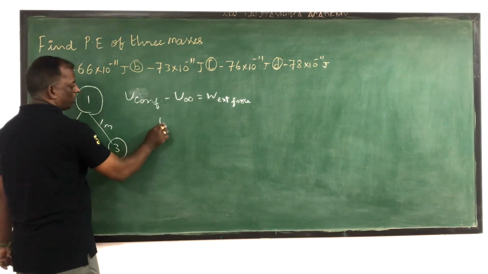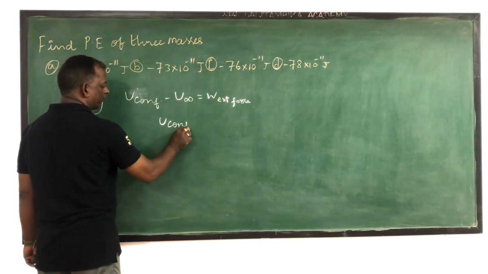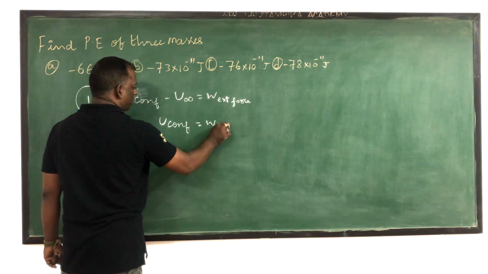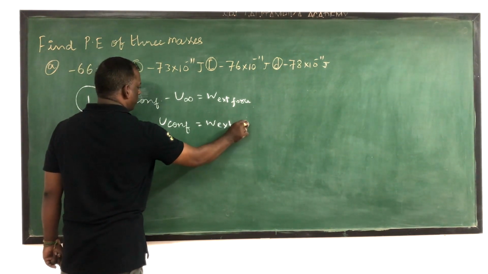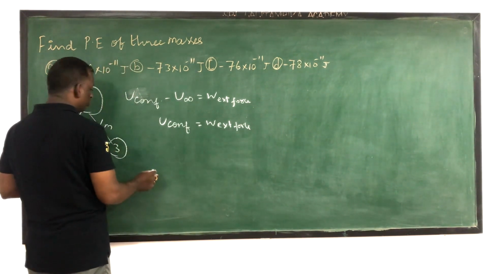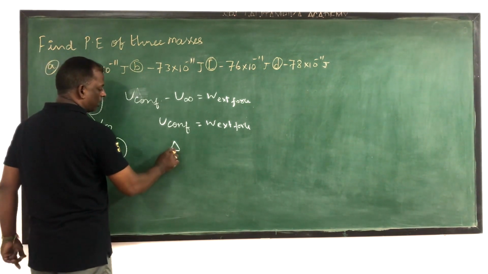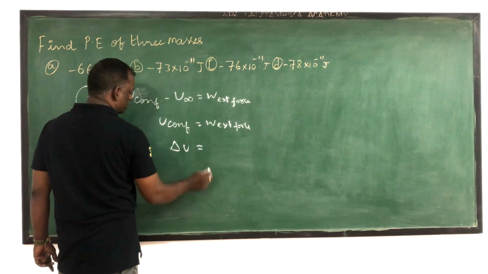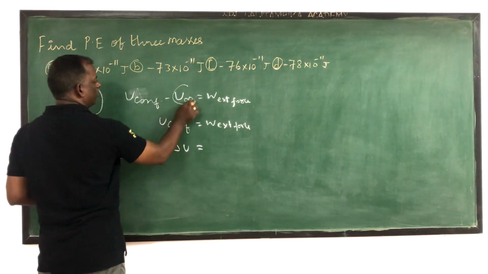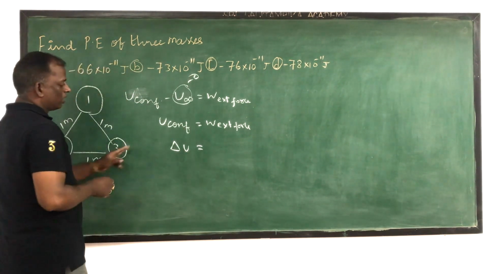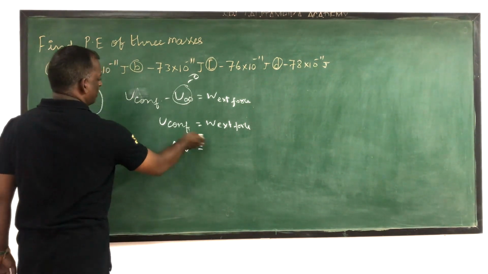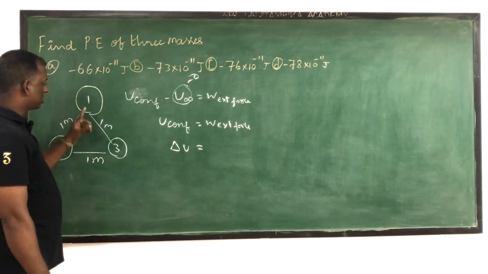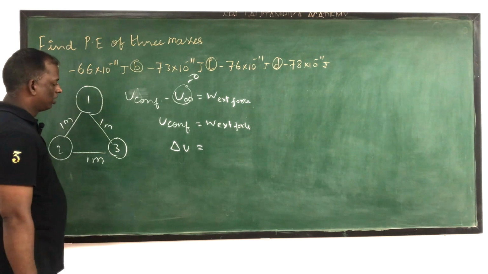Here U configuration is equal to 1 by external forces. We have related this. Now there are three masses here. So delta U, the U configuration, is the potential energy. Delta U is equal to this, because U infinity will be 0. That is what we said. So directly if we put the formula, 1 by external force. How many external forces are there here? 1, 2, 3 are there. So what is the formula?